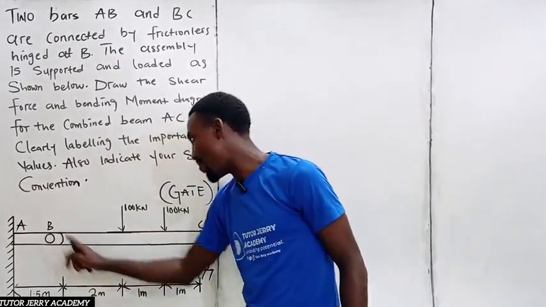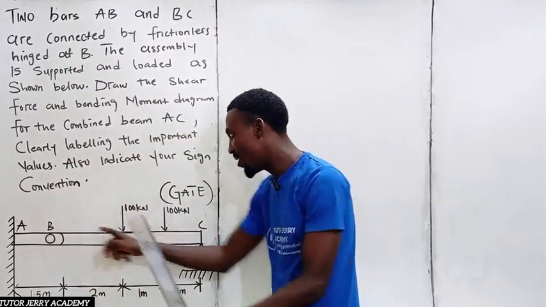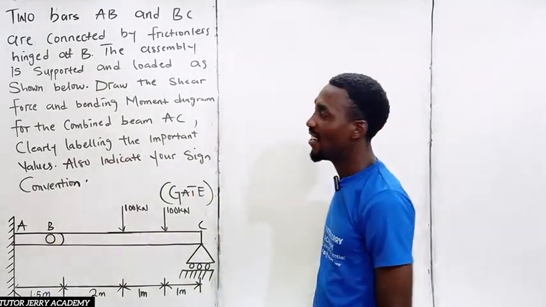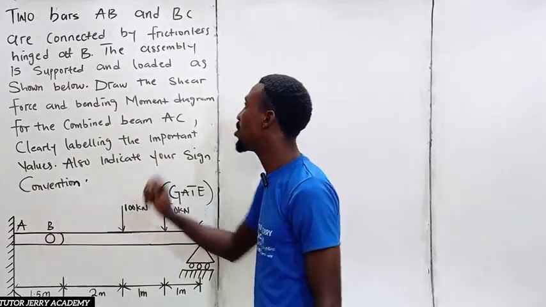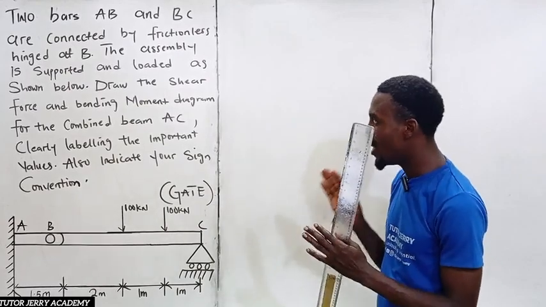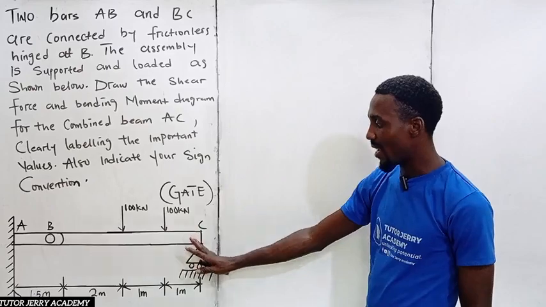Bar AB and bar BC are connected by a frictionless hinge, which is also known as a pin, a pin support here. Alright. So now the assembly is supported and loaded as shown below. Alright, you can see the diagram.